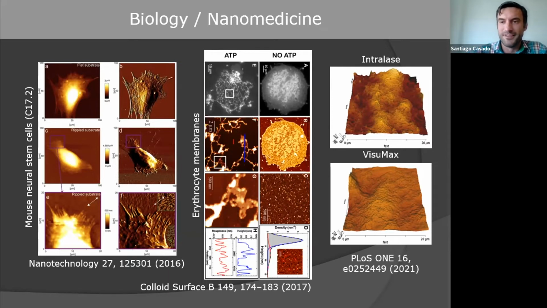That was surprising. We can also check, by changing the medium, if these erythrocyte membranes are affected by the addition of ATP to the medium or not. We can see the actin filaments with the ATP, and of course not without ATP.